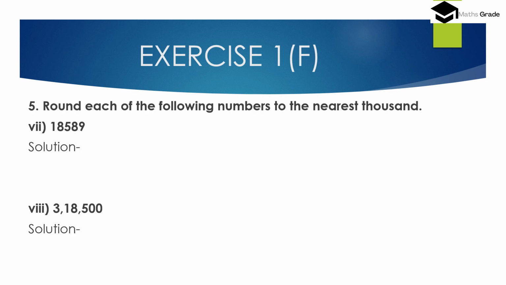Now question number 7th bit: 18,589. We have to round this number 18,589 to the nearest 1000. When we round any number to the nearest 1000, we first look at the 100s digit. Here the 100s digit is 5, and 5 is equal to 5. So we have to add 1 to the 1000s digit. Here the 1000s digit is 8. So 8 changes to 8 plus 1, which is 9.